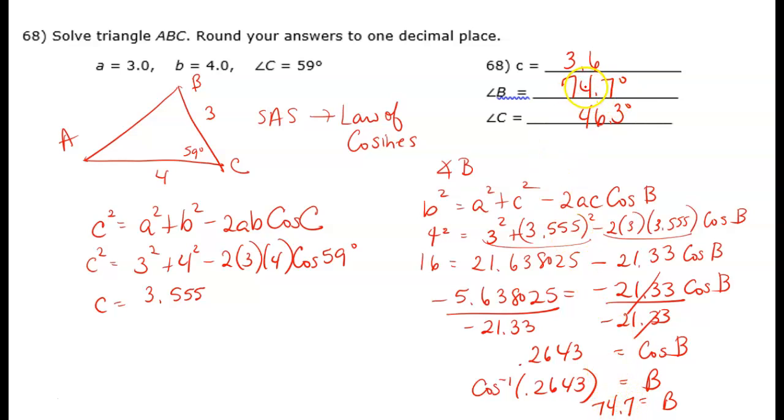Once you have the second angle, you can just do 180 minus the 59 you were given and the 74.7 that you just found, and you'll get 46.3 degrees.